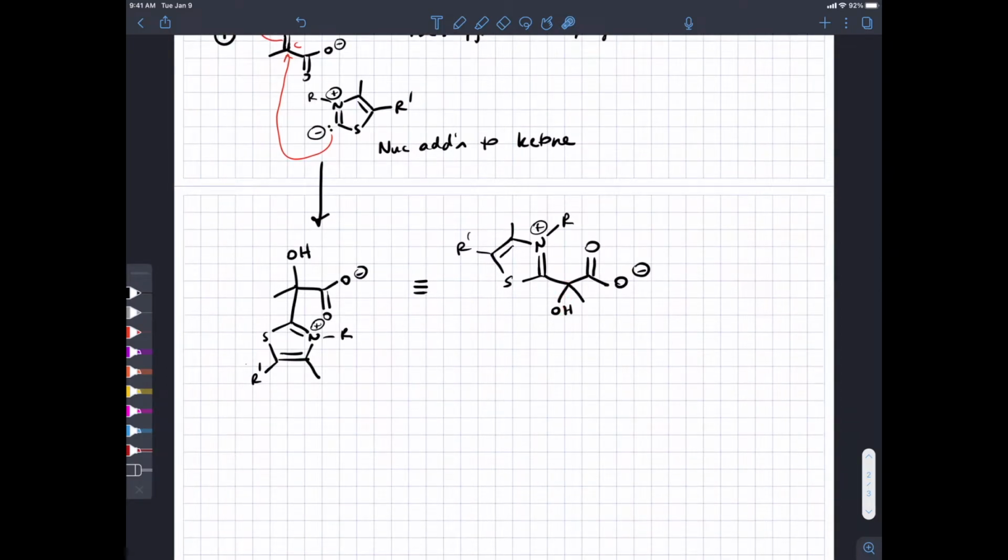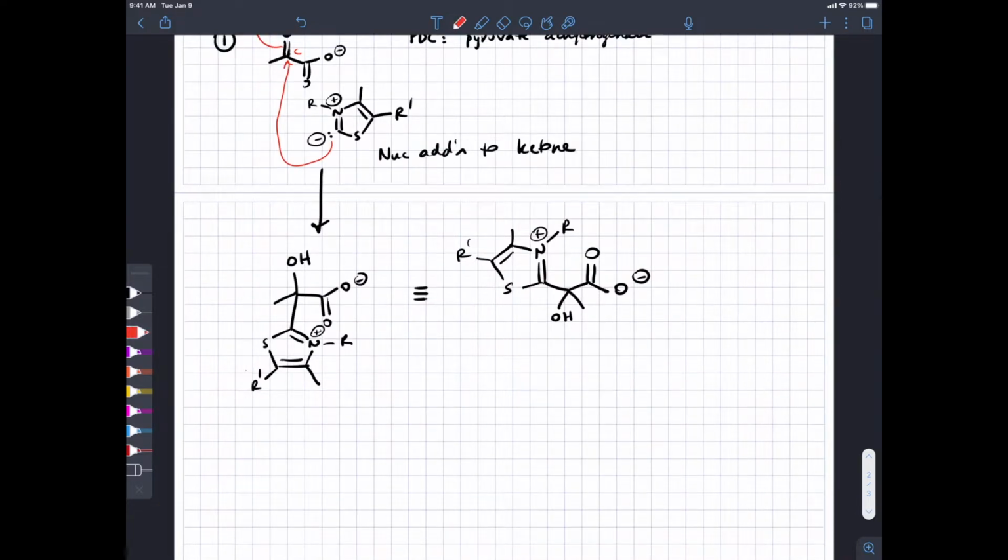Notice this carbon here used to be, before the reaction, our carbonyl carbon. Right? Now, that got turned into an alpha carbon to both this group here and this group here.